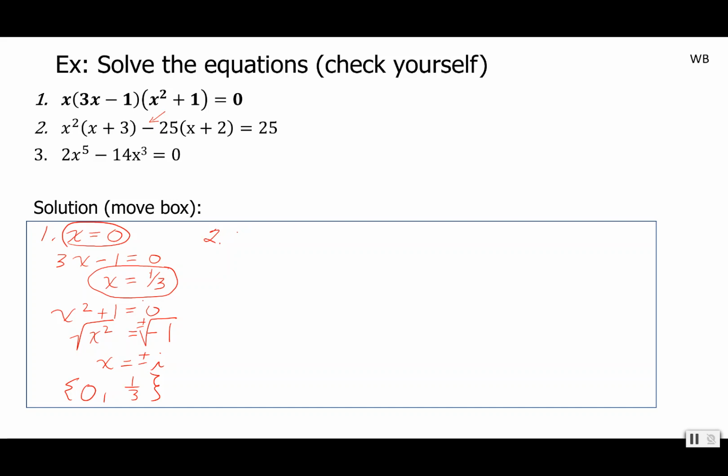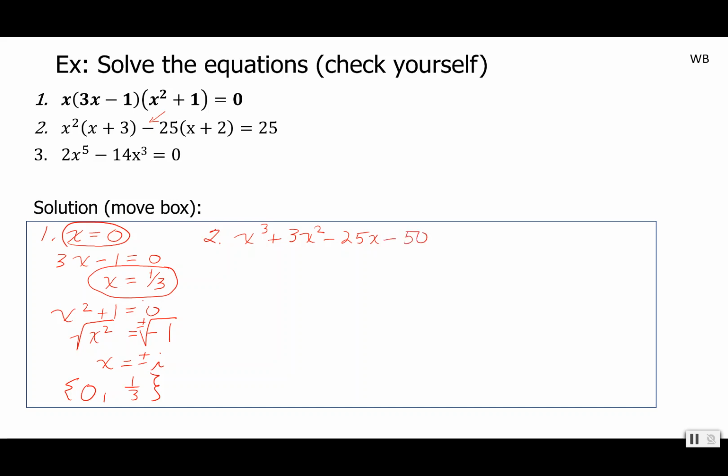We're going to distribute. We've got x squared times x, which gives us x cubed, x squared times 3, which gives us plus 3x squared. Then we're going to distribute the -25, so we have minus 25x, and then we have minus 50.